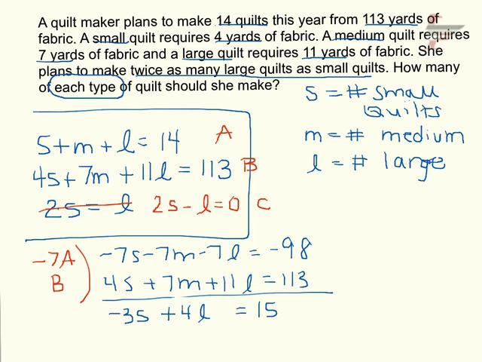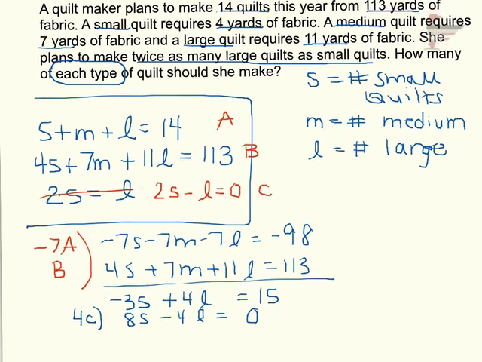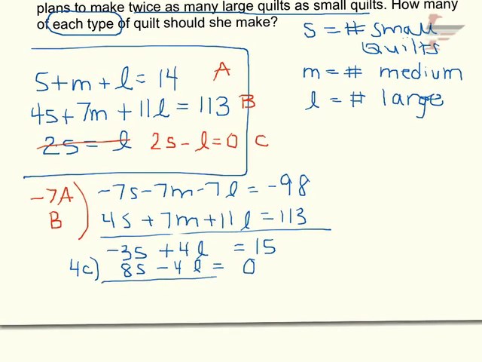Now I have an equation with an S and an L and an S and an L, so I'm going to put C and my new equation together, and it doesn't really matter, but I'll eliminate L, so I'm going to multiply C by 4 so that I can eliminate that L. So I'm going to squeeze in 4C down here, so that's going to be 8S minus 4L equals 0, and I'm going to scooch this up a tad. When I add those together, I get 5S equals 15, and I think it's pretty clear that S is going to be 3. So I have 3 small quilts.